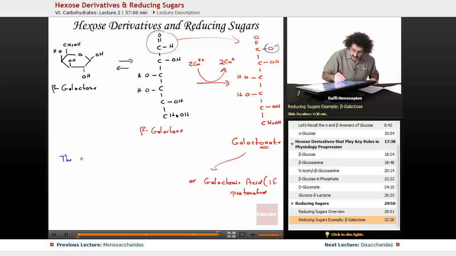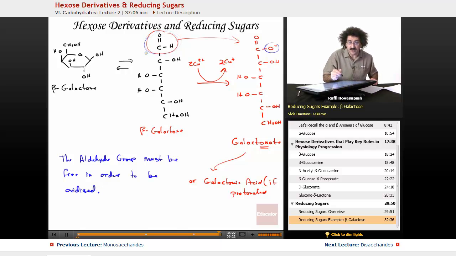Now, of course, the aldehyde group must be free in order for this reaction to take place, in order to be oxidized. So the aldehyde has to be free. These are in equilibrium. In solution, yes, it's going to exist mostly in this form, but there's always going to be some of this available. And once this is actually used up and converted to this, then more of this is going to open up. So this is just an application of Le Chatelier's principle.